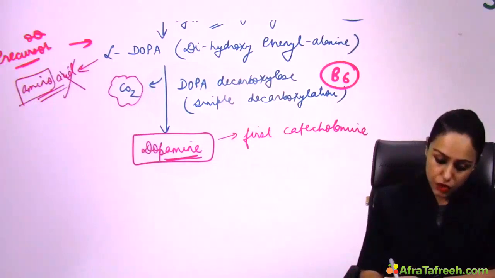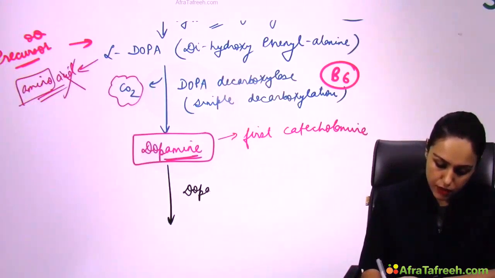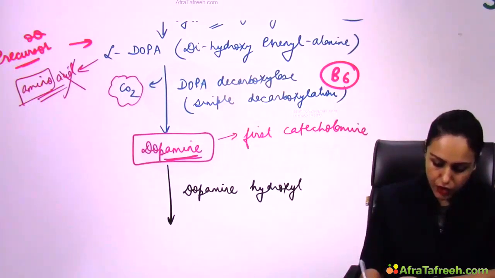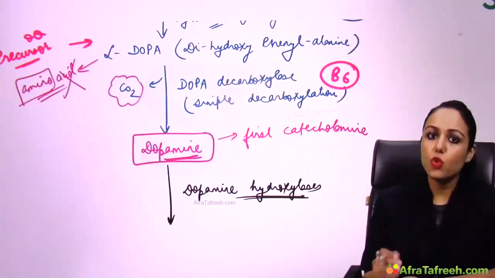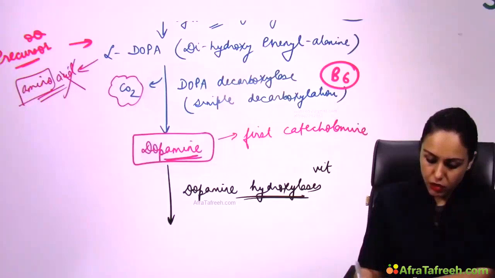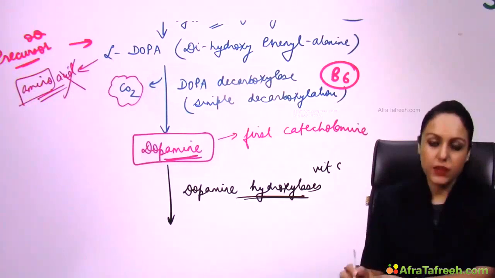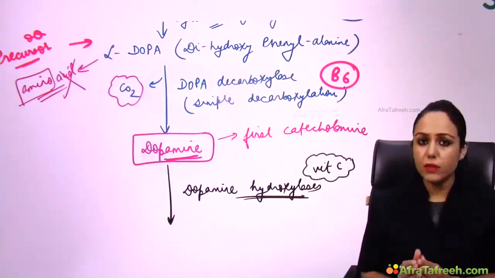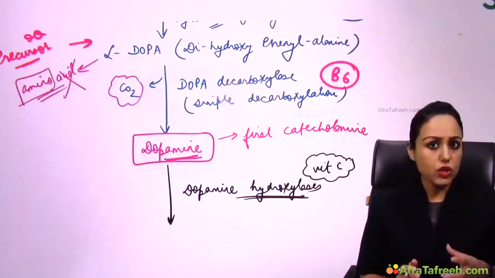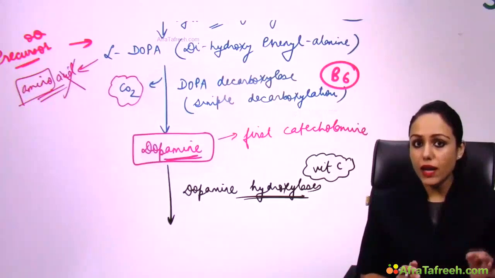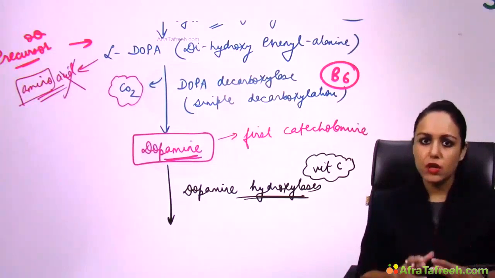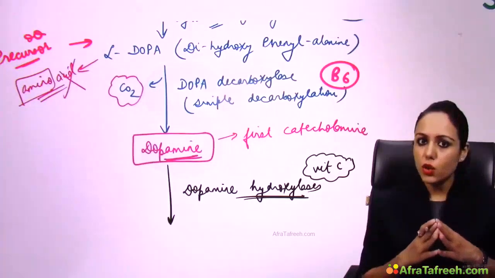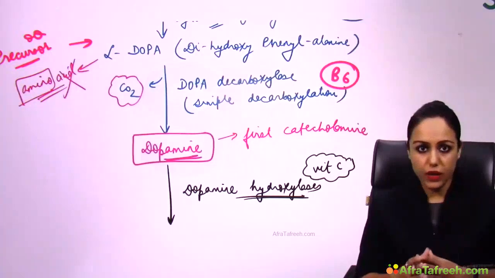Now next enzyme is dopamine hydroxylase. You can see many hydroxylases are used here in this pathway. Again we have one hydroxylase, and that is dopamine hydroxylase. This hydroxylase requires vitamin C. Many hydroxylases require vitamin C. If you remember, in collagen synthesis, there are prolyl and lysyl hydroxylases, and they both require vitamin C. So here in the catecholamine synthesis pathway, dopamine hydroxylase also requires vitamin C.